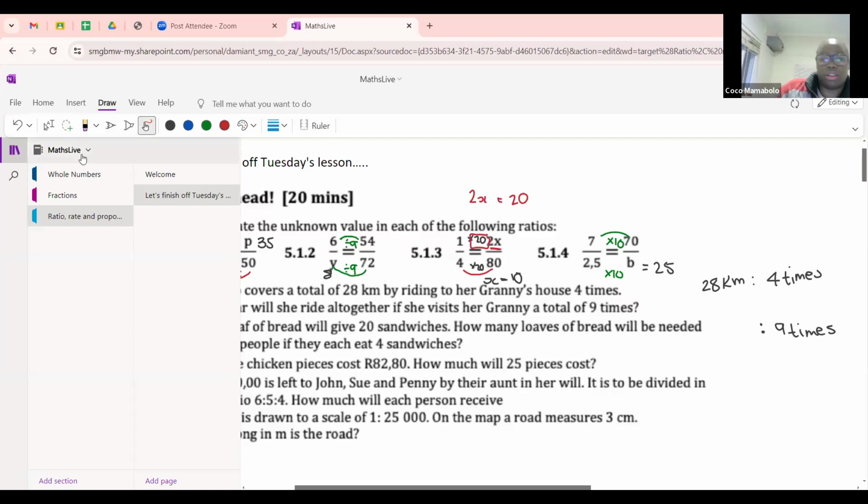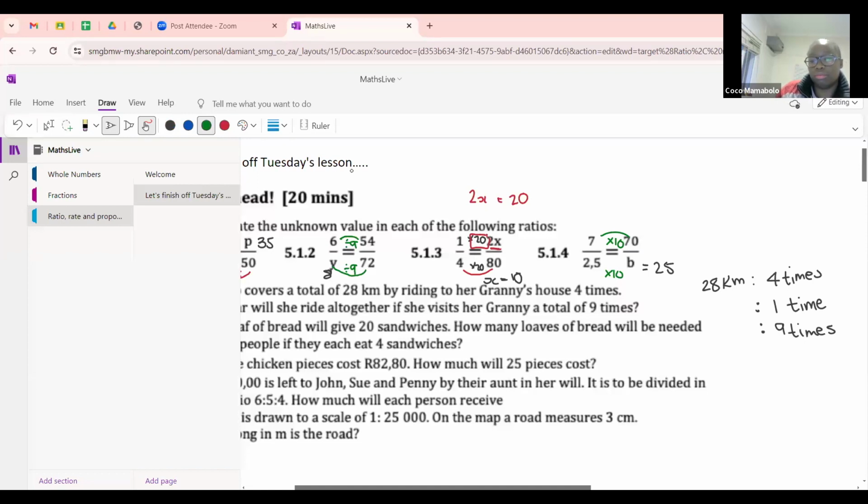Okay, all right. If I know, let me just move this thing over here. Itandile, you're still there, yes? Yes, ma'am. Okay, so if I know that it takes me 28 kilometers to travel 4 times, how many kilometers will it take me to travel to my granny's house once? How do we figure that out? How did we get from 4 to 1?